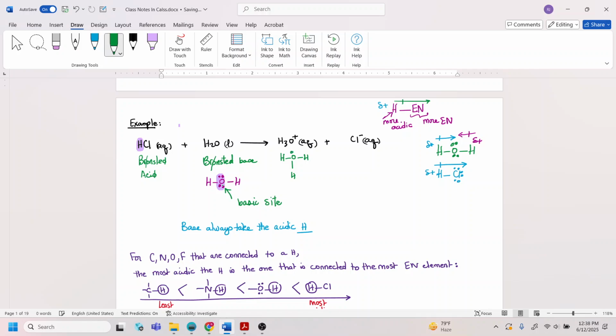So what did we do over here? That base, which was water, took the hydrogen from the acid. And this is the definition of a Bronsted and Lowry base. Bases, from their basic site, accept a hydrogen from the acid. Bronsted and Lowry acids lose a hydrogen to the base. So it's going to be give and take. Okay, so the acid gives a hydrogen, the base takes the hydrogen.